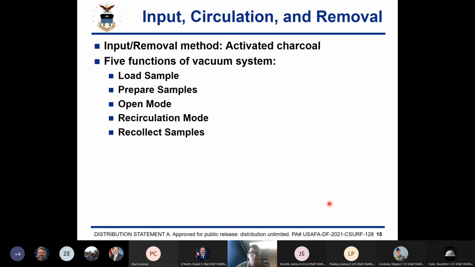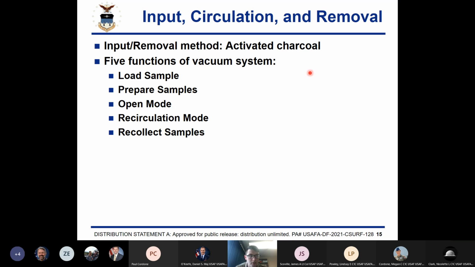Moving on to our vacuum system, for our input and removal method, we'll be using activated charcoal, which is a substance that at low temperatures contains xenon, but at high temperatures, about 300 Celsius, it'll release it. And that gives us the ability to contain or release our xenon at will. In addition to that, our larger vacuum system needed to fulfill 5 functions.